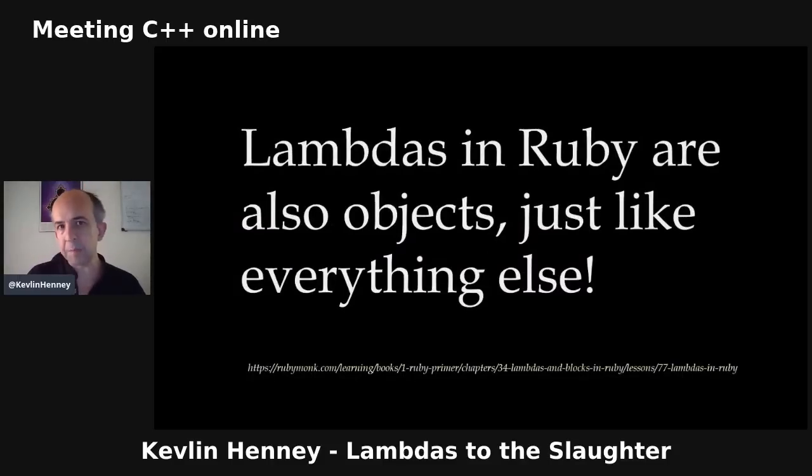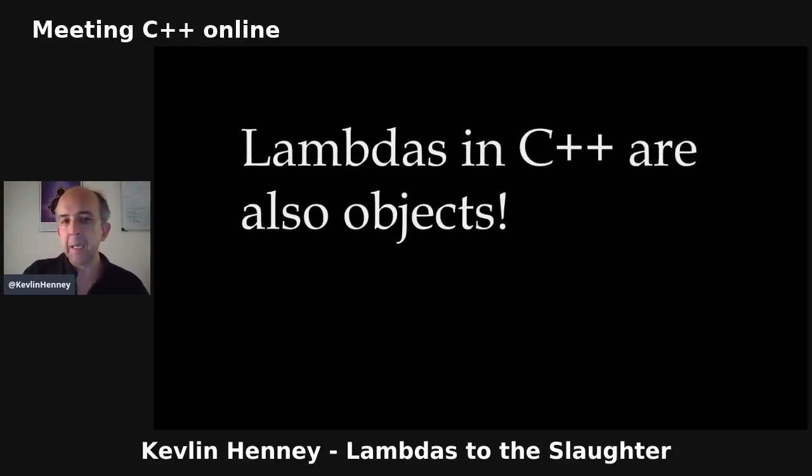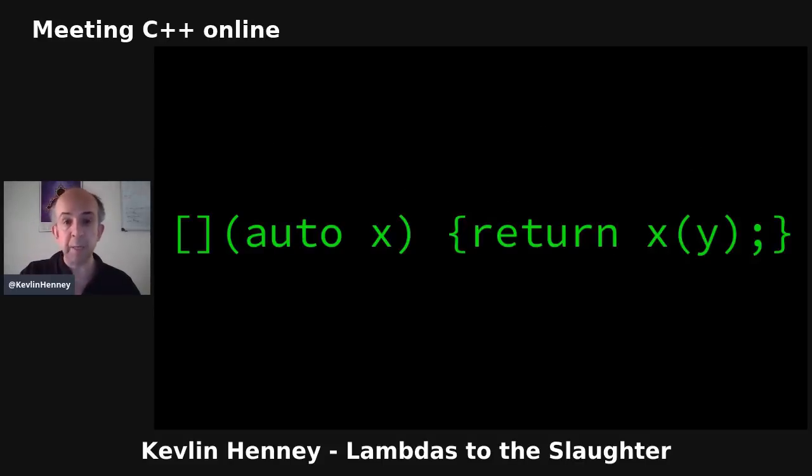So they're functions, but actually, if we start looking around in Ruby, lambdas in Ruby are also objects, just like everything else, because Ruby is a uniformly object-oriented language. So that's great. I'm not going to say that in C++ they are objects like everything else, but they are objects. This is an important point. This is how the language extension was made in such a simple way. They are simply anonymous function objects.